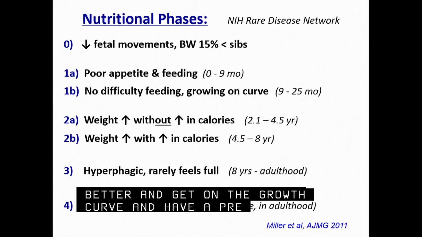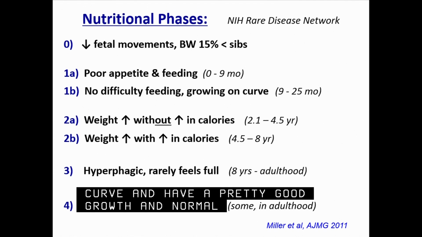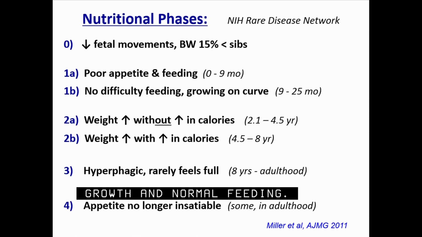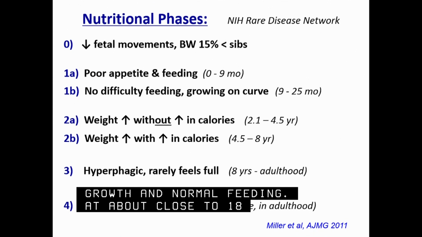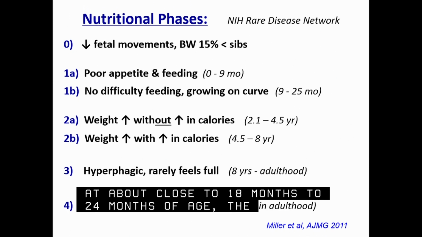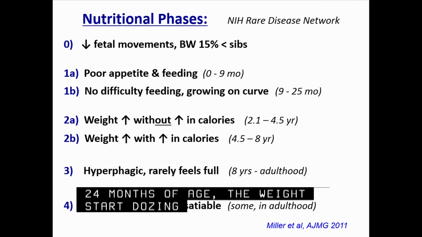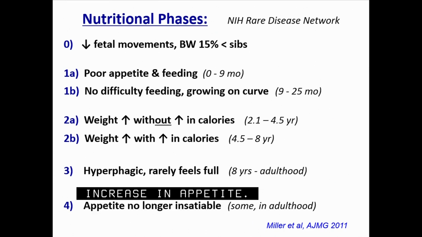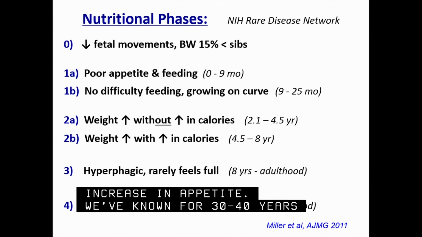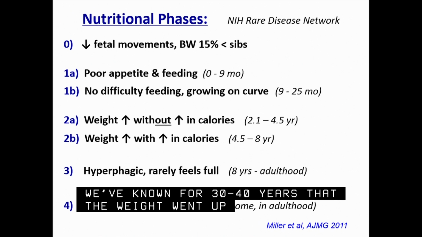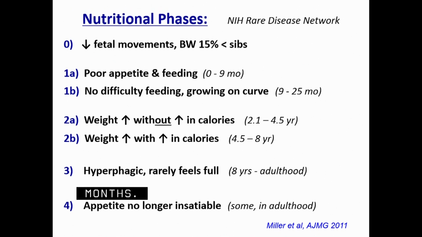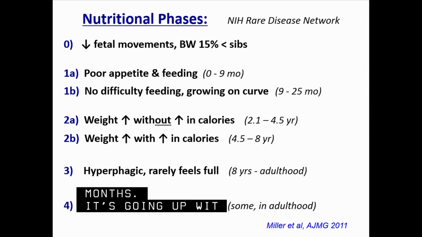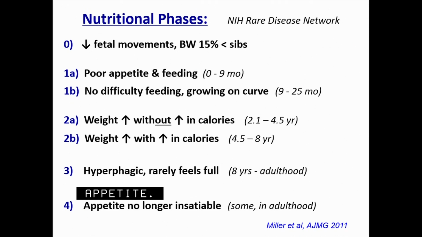And then at about close to 18 months, 24 months of age, the weight starts going up without an increase in calories or an increase in appetite. We have to drop these babies to 60 to 80% of the recommended daily allowance, or they'll become obese. We've known for about 30 or 40 years that the weight went up at 18 to 36 months, but what our group showed was it's going up without an increase in calories or appetite. The increase in appetite happens later, and the median age was about 4.5.